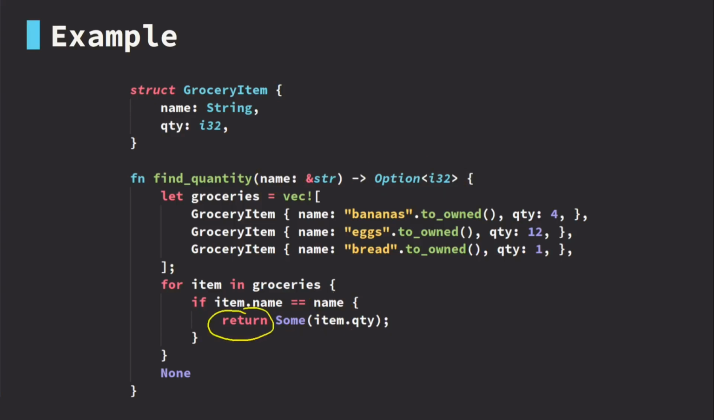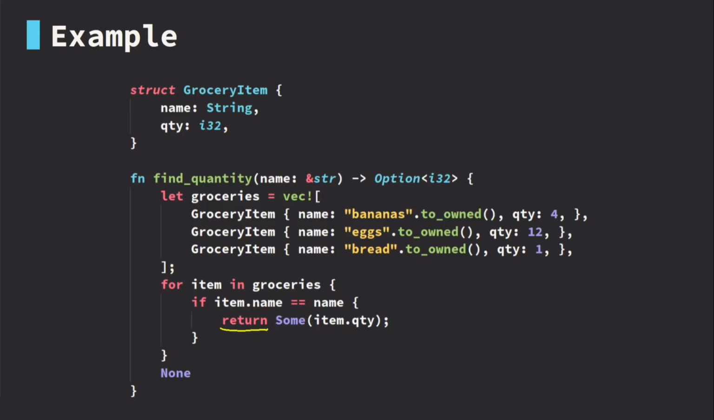This word here, return, is a Rust keyword, and it allows you to early return from a function. So far, we've just been implicitly returning at the end of functions and within our code. However, if you want to return early, you use the return keyword.